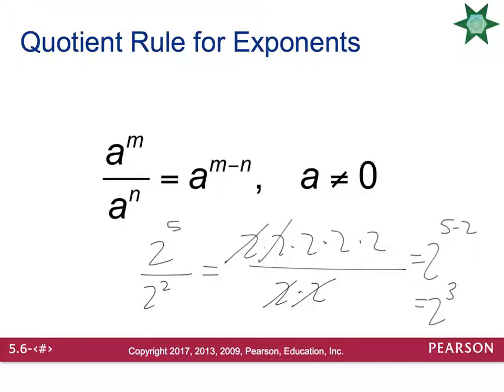So our quotient rule is if you have a to the m divided by a to the n, then you get a to the m minus n. So you just subtract those exponents and keep your base the same. Now here we have to say that a cannot be 0 because you're dividing by a to the nth power, so you can't have 0 in your denominator. That's why we say a is not equal to 0 there.